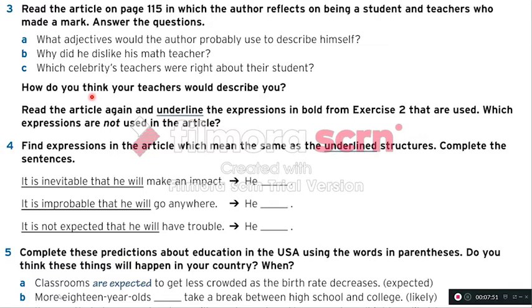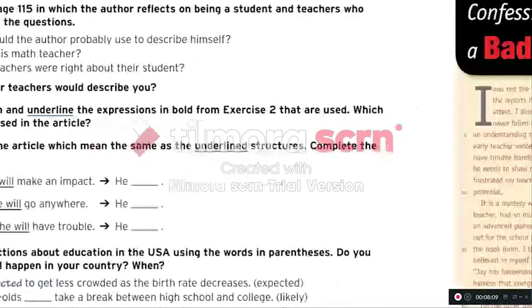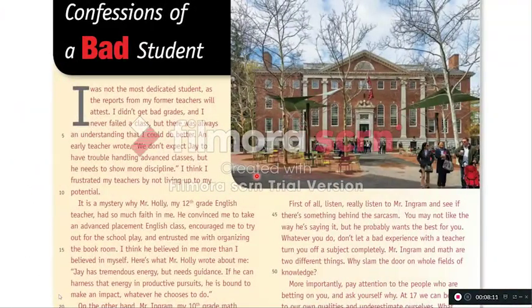Great job. Now, the next exercise is: read the article again and underline the expressions from exercise 2 that are used. Which expressions are not used in the article? So we're going to look again at the lecture and look for the bold words that we saw in the previous exercise. For example, over here in line number 3 we have "I didn't get bad grades." Remember that we saw "get low grades"? Well, this is the same. So you can underline this.